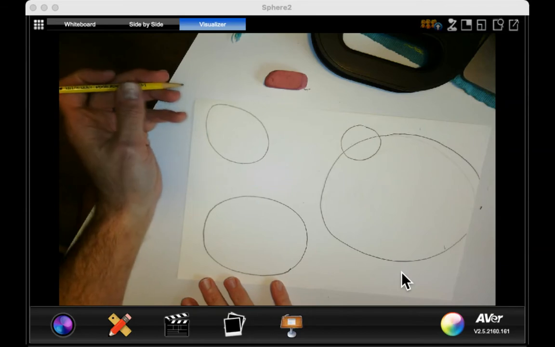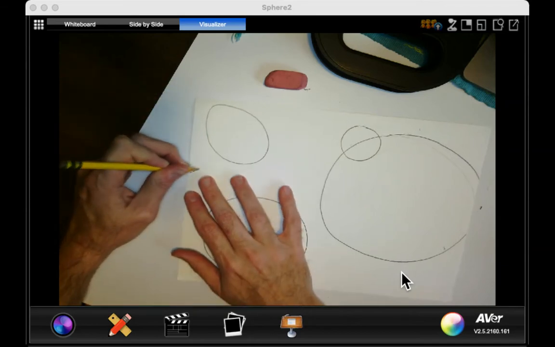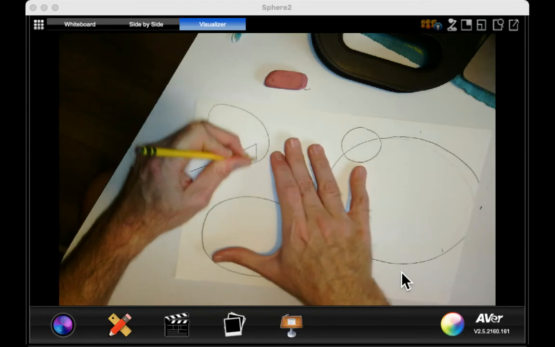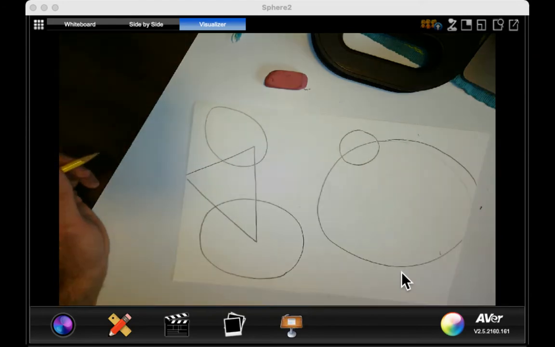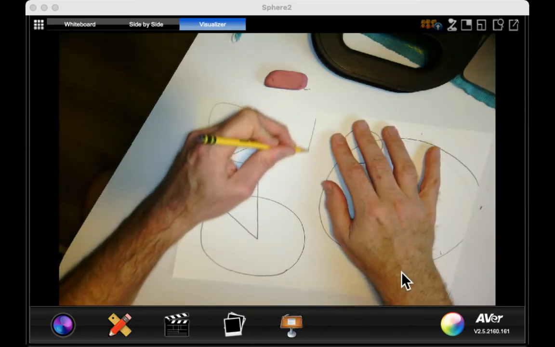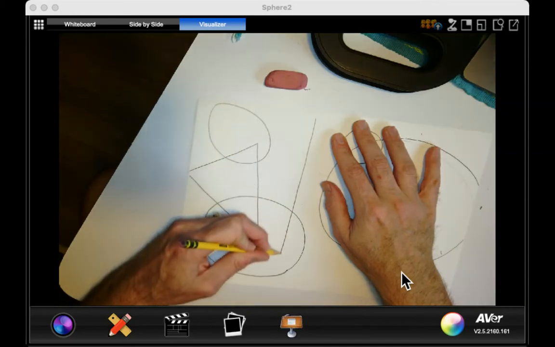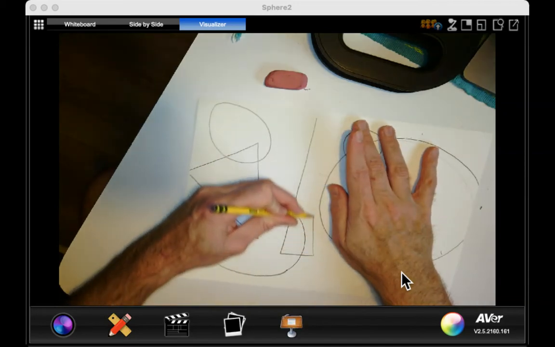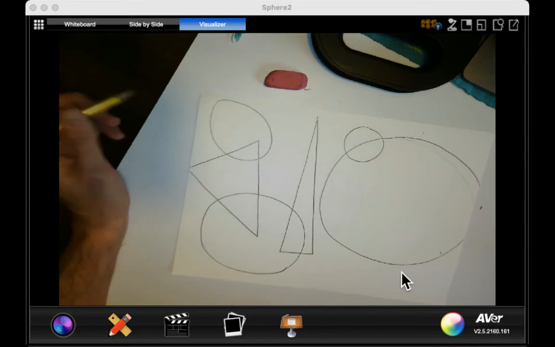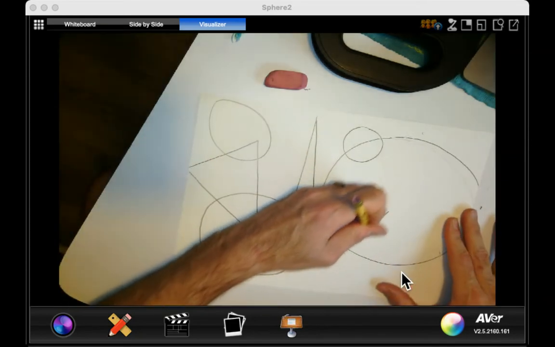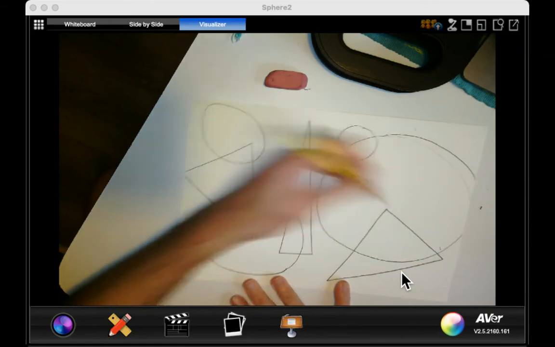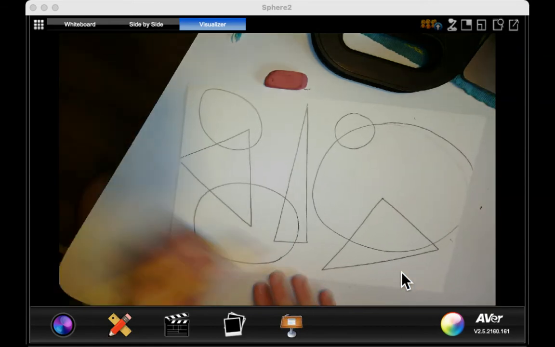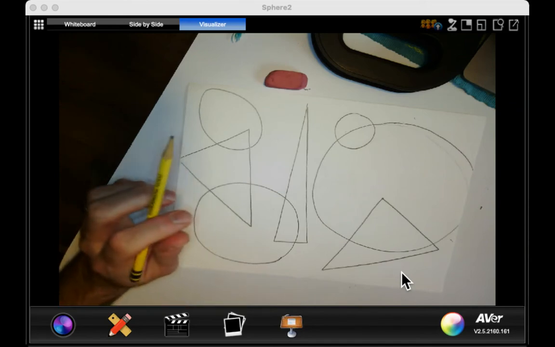All right, step 2. Draw 3 triangles. 1. So a triangle has to have 3 sides. 2. And 3. And I'm not afraid to overlap the triangles into the circles.